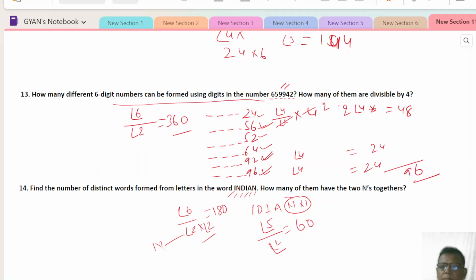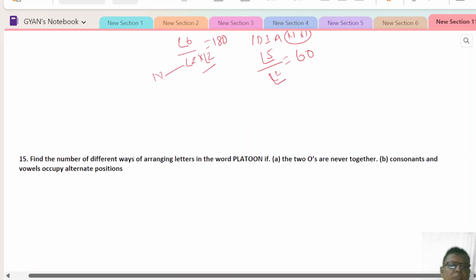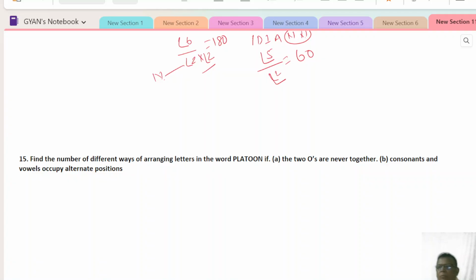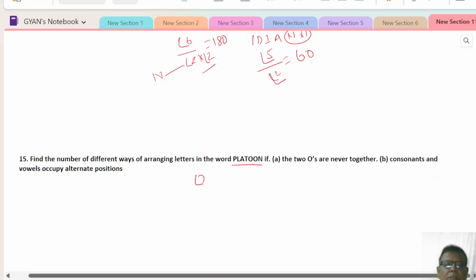Now come to the last question. Find the number of ways of arranging the letters in the word PLATOON if two O's are never together. So make the two together and subtract it. So total number is factorial 7 divided by factorial 2.